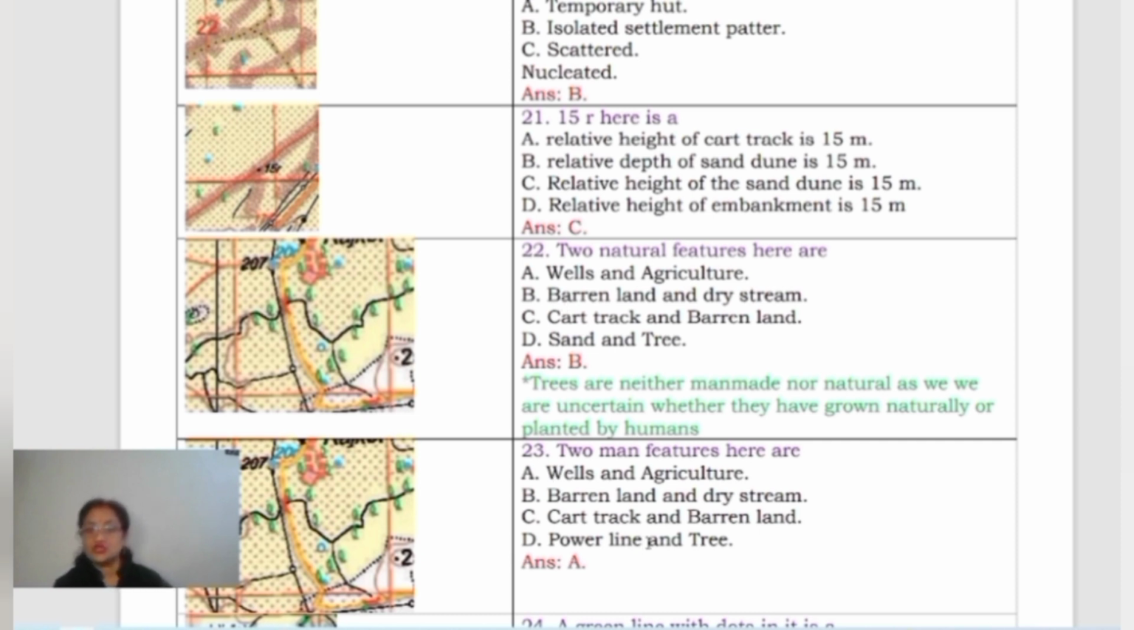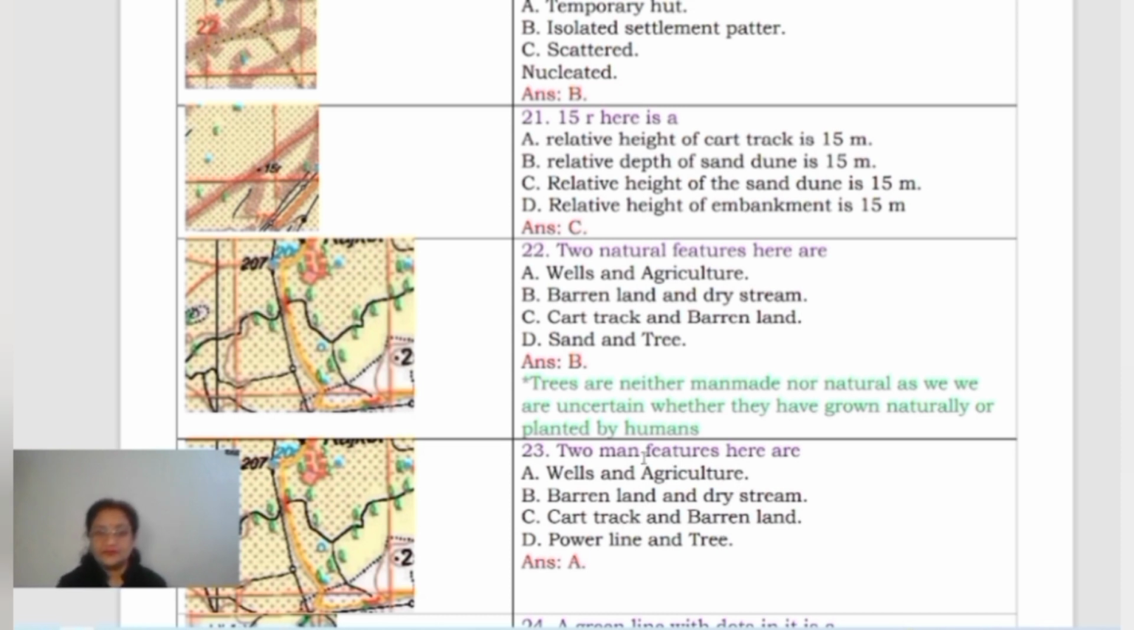Now come to next one. Two man-made features here are, you can say the roads, then rail tracks, then the embankment, the buildings. All these are different man-made features. Now let's see what are the examples in these two man-made features. Here are wells, agriculture, barren land, dry stream, cart track, barren land, power line and tree.